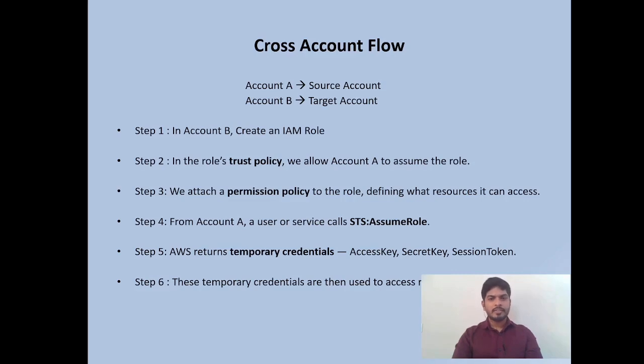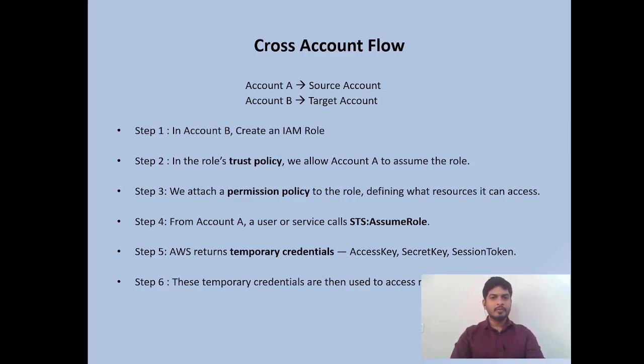Internally, AWS uses AWS Security Token Service, that is STS. STS validates three things: trust policy, permissions, and caller's identity. Then it issues the time limited credentials, which is usually valid for a few minutes or hours. This means STS provides temporary and short lived credentials.